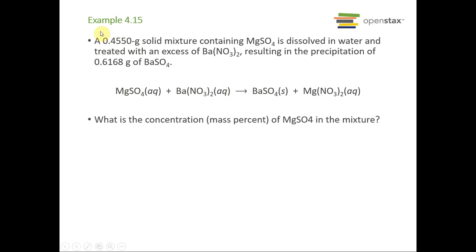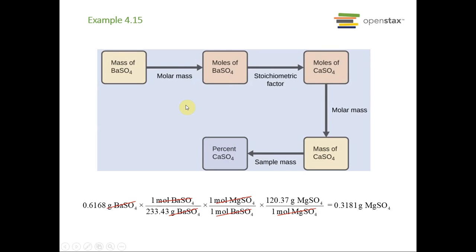So what we know is that we calculate the number of moles of barium sulfate that is produced, and that will tell us how many moles of magnesium sulfate that we had, and then from there we would calculate its mass and then divide it by the 0.4550 grams times 100% to give the concentration.